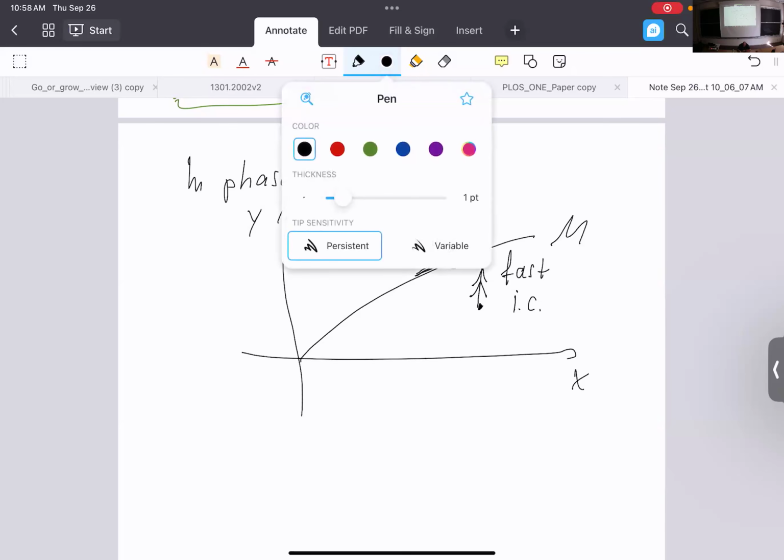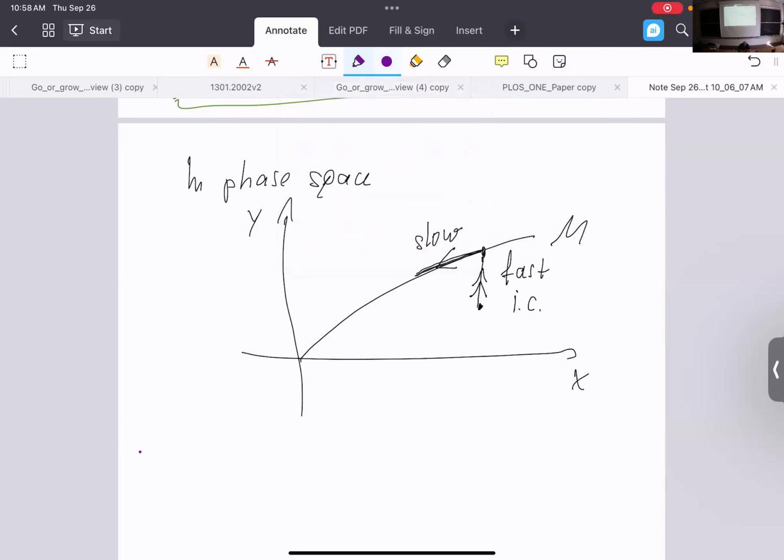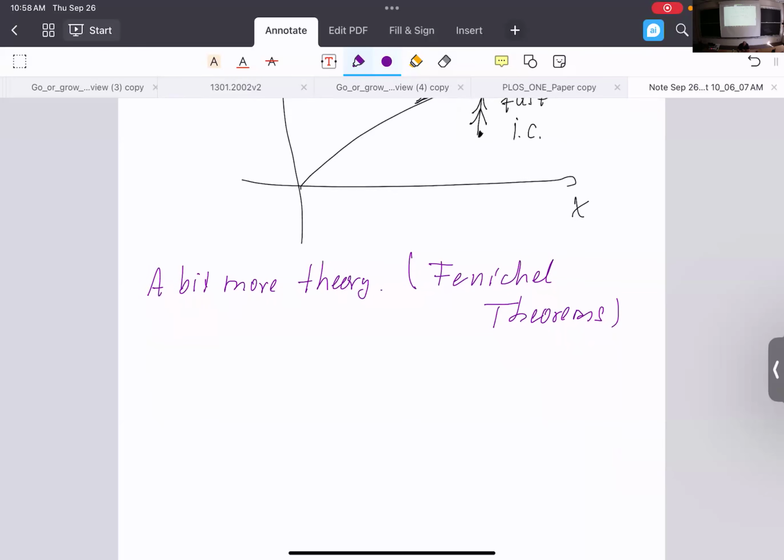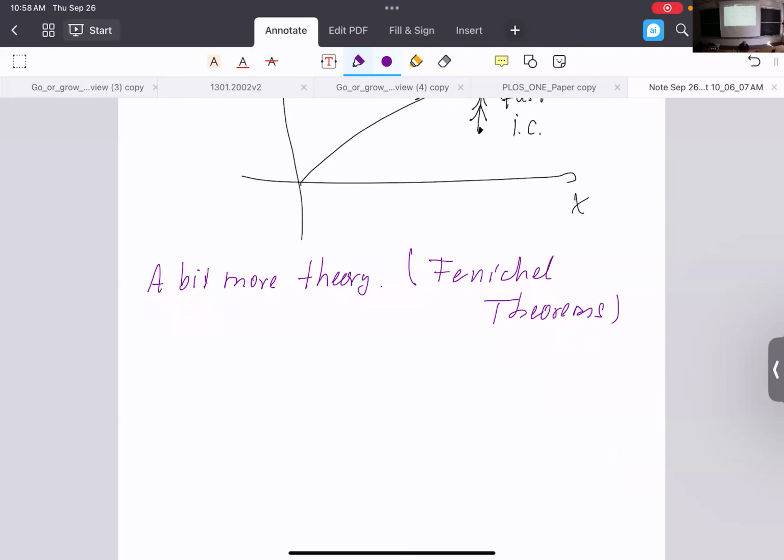All right, let's do theory now in purple. A bit more theory. And these are the famous Fenichel theorems. I'm not going to go through the proofs of the Fenichel theorems, but I want to generalize this just a little bit. We did this at this Michaelis-Menten example right here. But of course, the method can be applied much wider than just this. Let me just talk about this a little bit so you would be ready to use it.